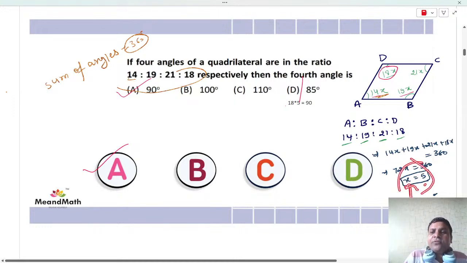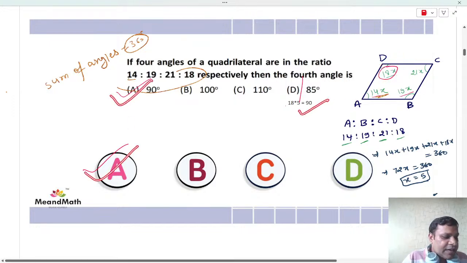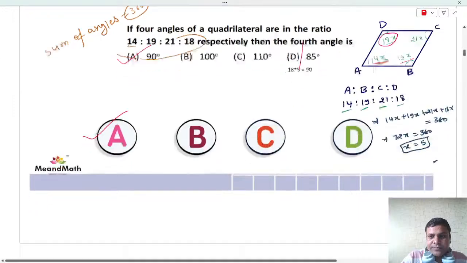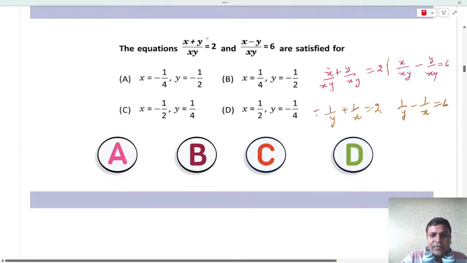So you will find x is equal to 5. If x is equal to 5, then we can find all four angles. We have to find only the fourth angle, that is 18x. 18 into 5 is 90. So the answer is 90 here. I'm sure the first one is clear now. Now move to the next one.